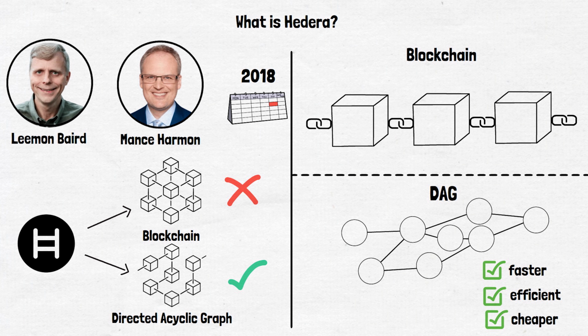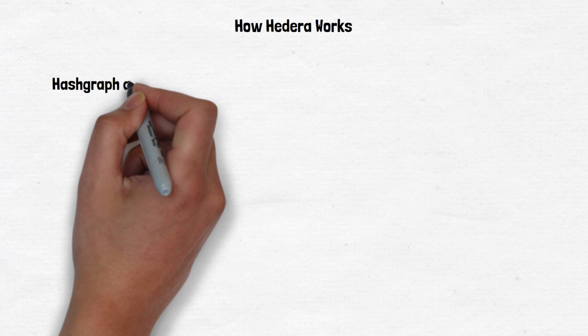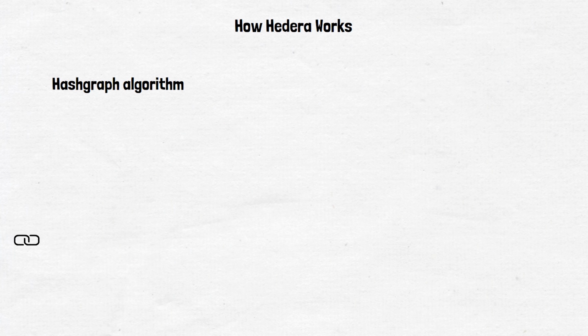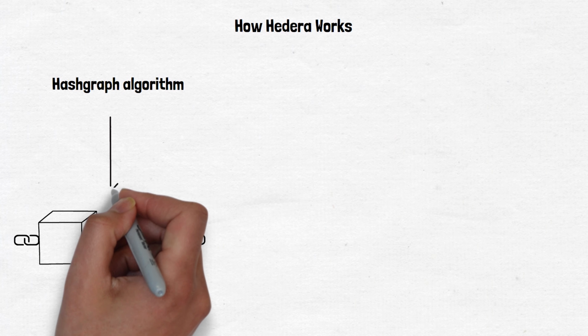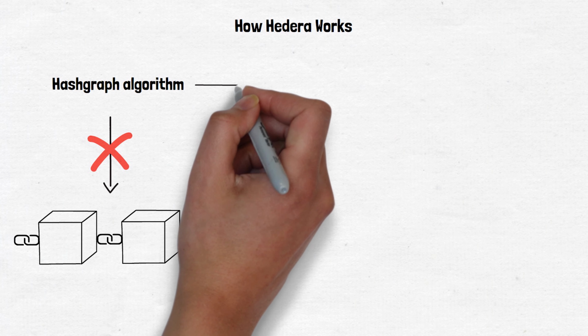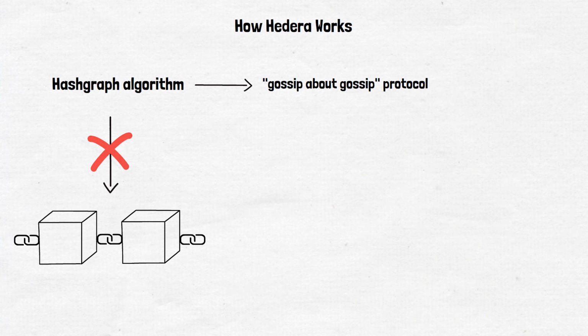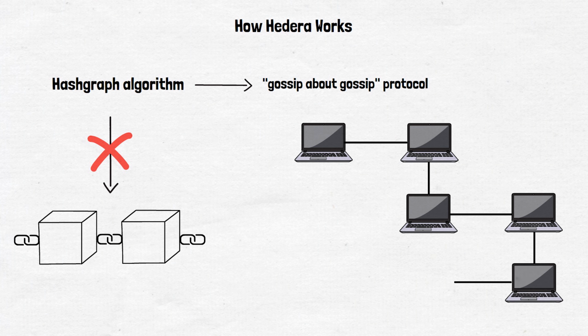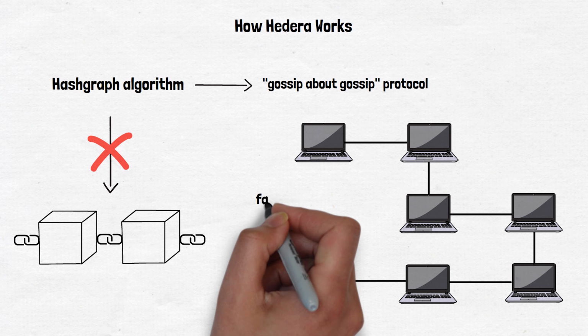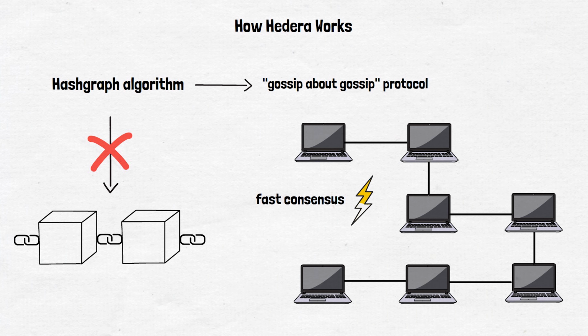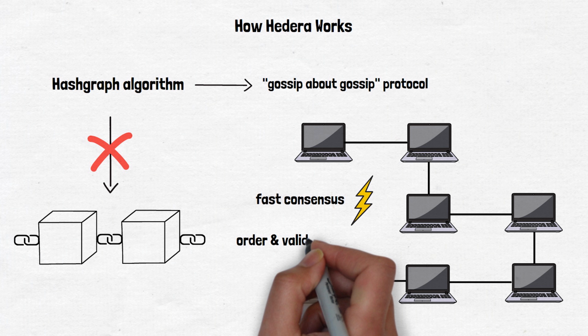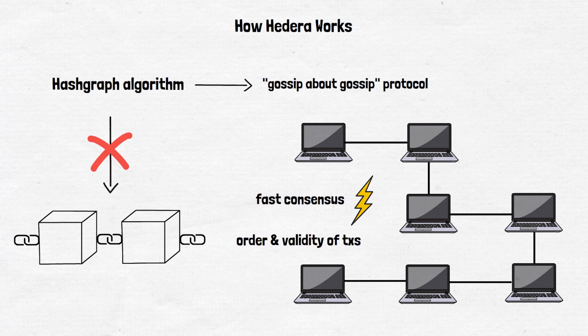Now, let's look at how Hedera actually works. The Hashgraph algorithm is the secret sauce here. Instead of bundling transactions into blocks like a traditional blockchain, Hedera uses a gossip about gossip protocol. Nodes in the network, which is a fancy way of saying computers in crypto, rapidly share information with each other, almost like how rumors spread in a crowd. This allows for incredibly fast consensus, meaning the network can agree on the order and validity of transactions in just seconds. And because there is no mining involved, Hedera uses way less energy than proof-of-work blockchains like Bitcoin.